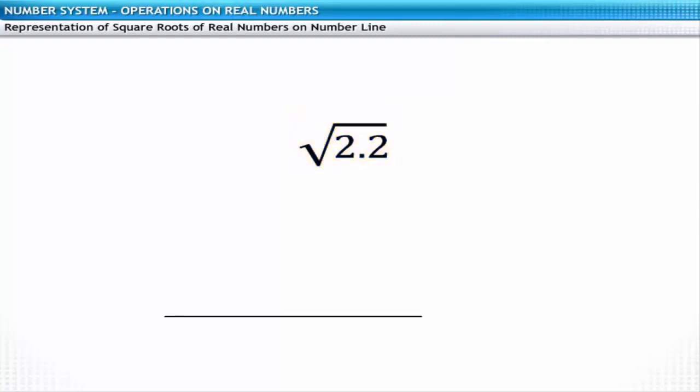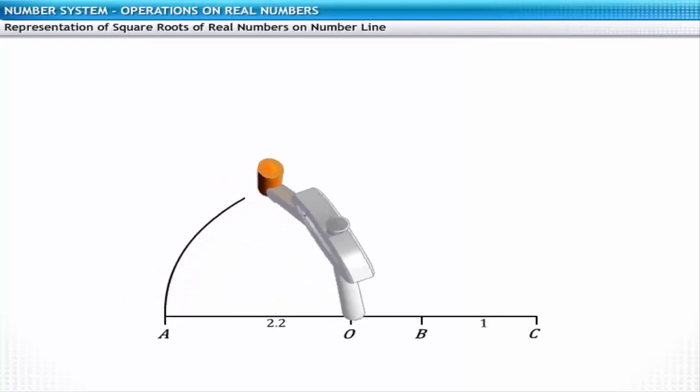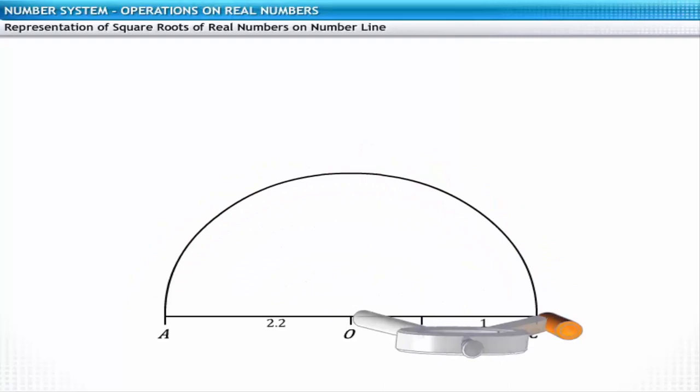First, we'll mark the distance 2.2 on a line. Let's represent this distance as AB. Next, we mark a distance of 1 unit from B and represent the point as C. Let's represent the midpoint of AC as O. Now, we draw a semicircle with the center O and the radius equal to the measure of OA or OC with the help of a compass.